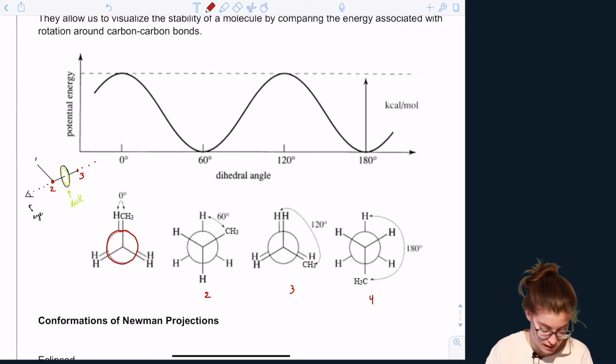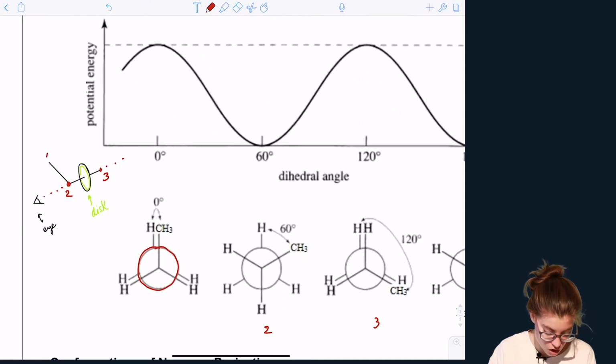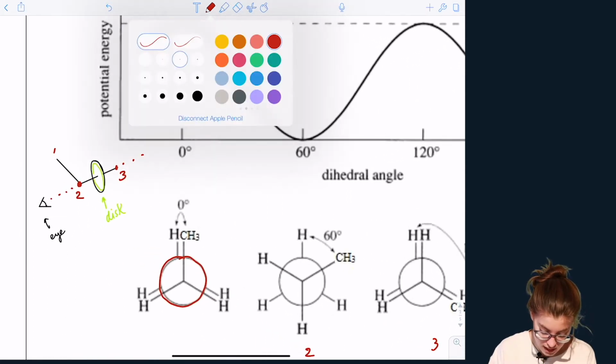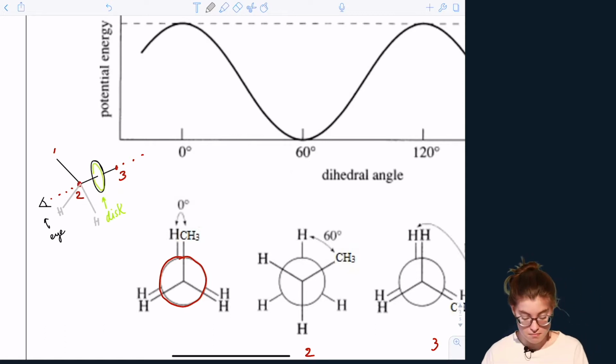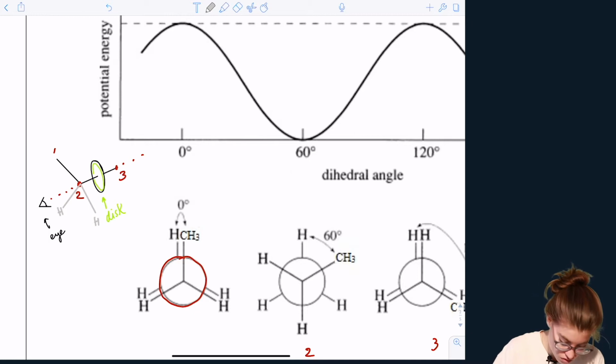Now the other thing is, bonded to carbon 2, we have invisible hydrogens. So let's just draw those in. So there's one, and there's another one. And to the back carbon, there are actually 3 invisible hydrogens.